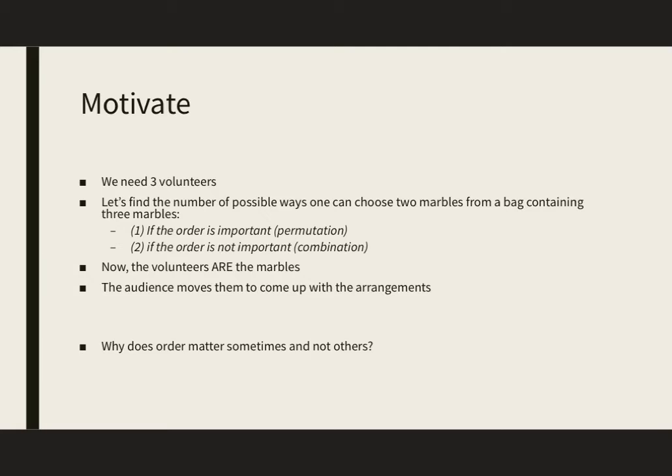So let's do it again. Obviously I can't do 3 volunteers here, but what we're going to do is find the number of possible ways that we could choose 2 marbles from a bag containing 3 marbles. So here we go. We have our red marble, our green marble, and our blue marble. How wonderful. Obviously I could have just sketched marbles. Okay, we're going to answer a few questions here. The first one is, how many different ways can we do this if the order is important? That's a permutation, but I'll define that later. If the order is important, then let's just write out the possibilities.